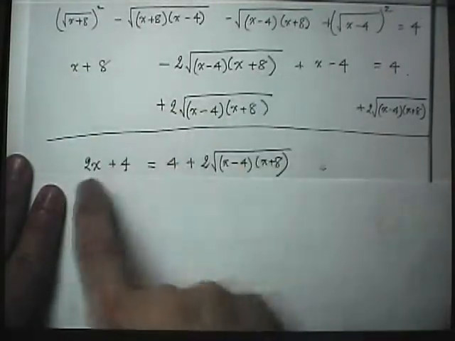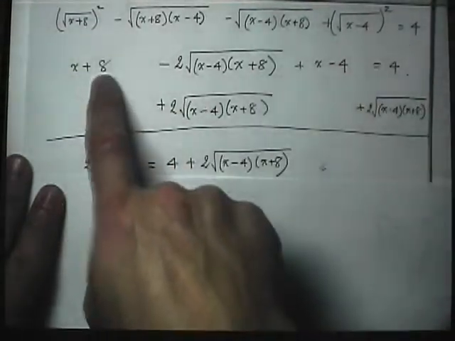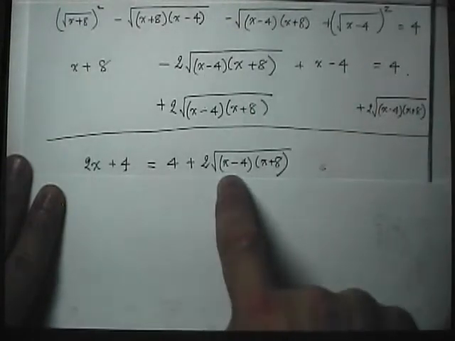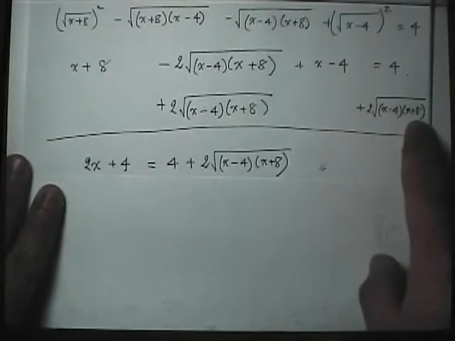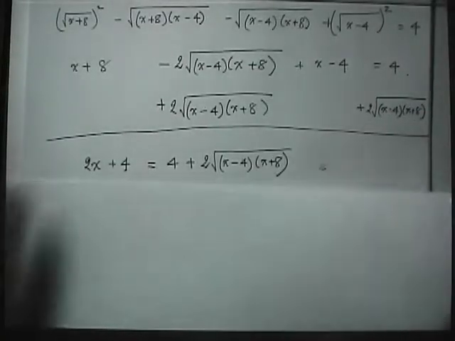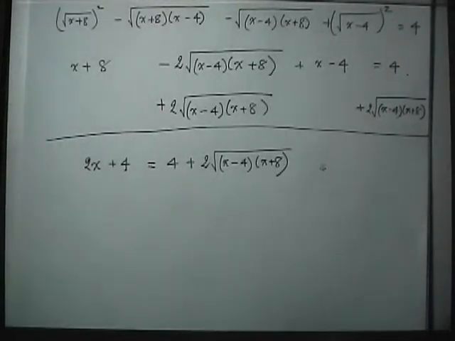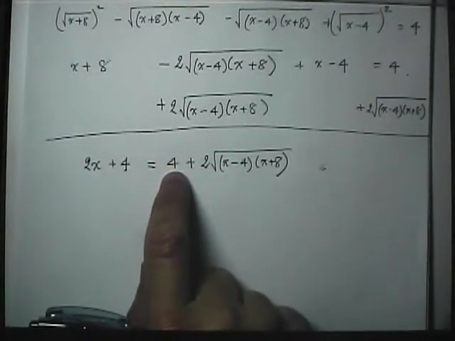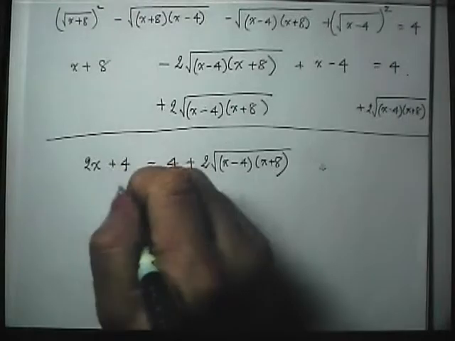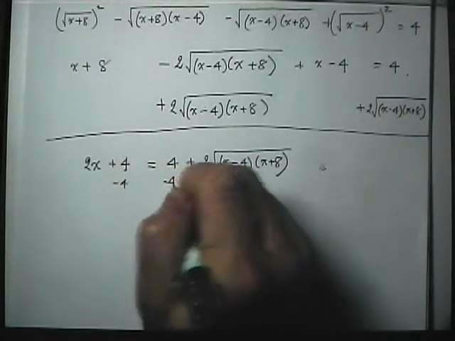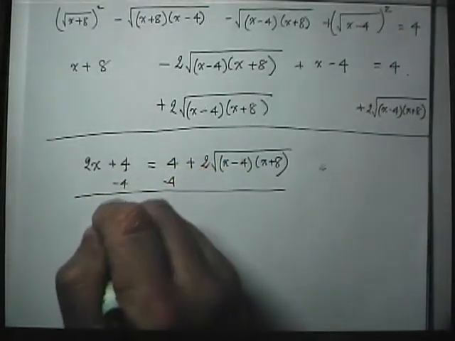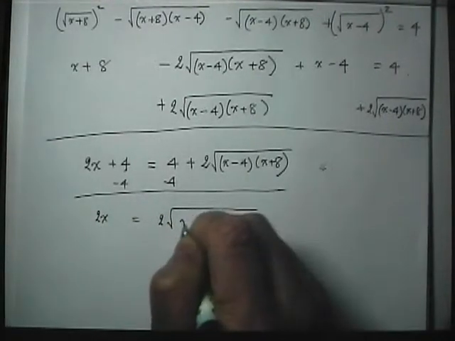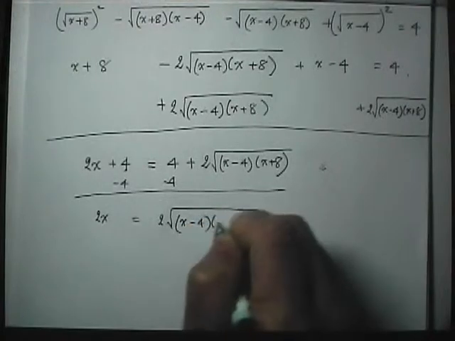So x plus x gives me a 2x. 8 minus 4 gives me a 4. And on the other hand side, I have 4 plus 2 times the square root of x minus 4 times x plus 8. So that's what happens to the equation after you arrange the terms. And then I need to arrange one more term. Now, on the right-hand side, I still see some non-radical terms. So I'm going to subtract one more. Subtract 4 from both sides. And that gives me 2x equals 2 times the square root of x minus 4, x plus 8.